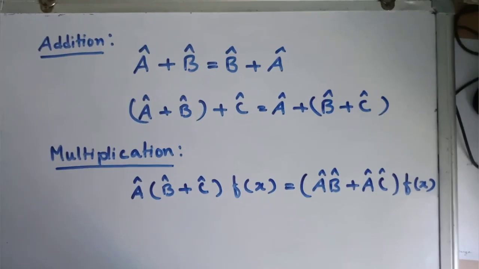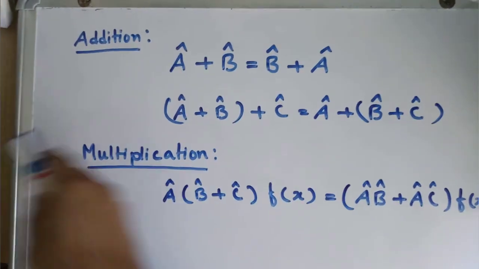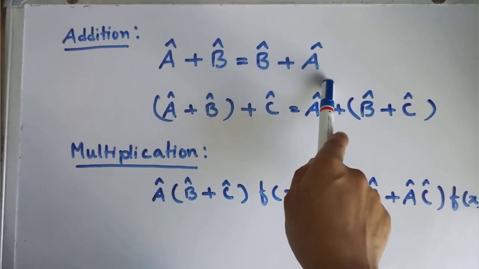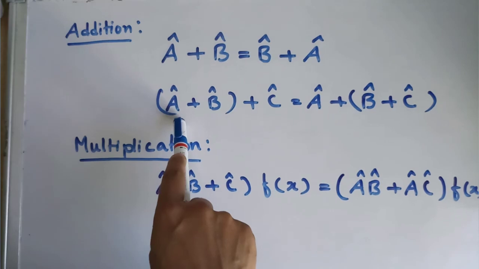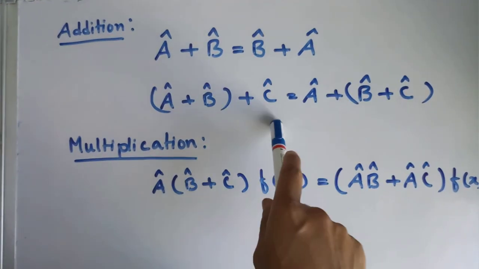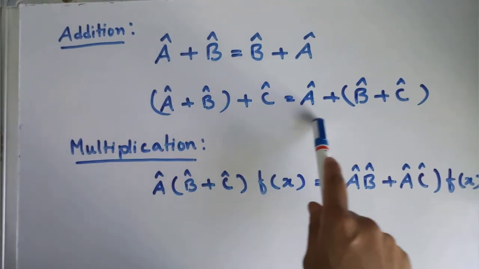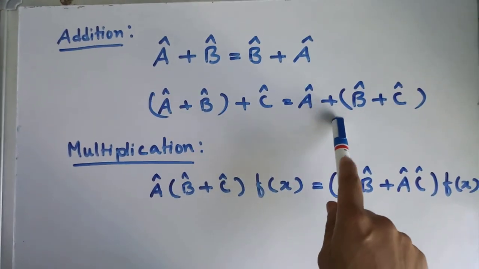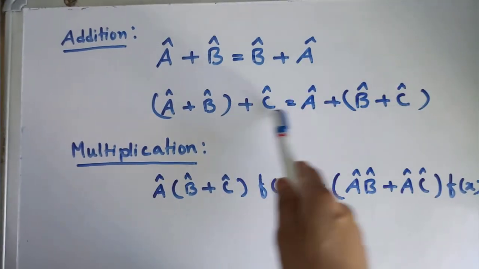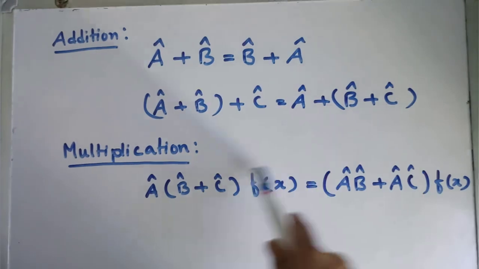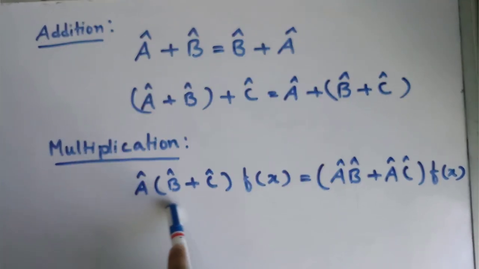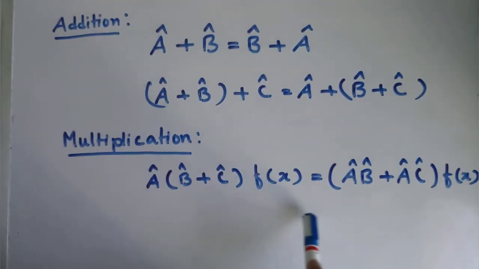The first one, A plus B is equal to B plus A. This is the commutative law. And the second one, (A cap plus B cap) plus C cap equals A cap plus (B cap plus C cap). So this is the associative law. Similarly, in multiplication also, it follows the associative law, as you have seen here.